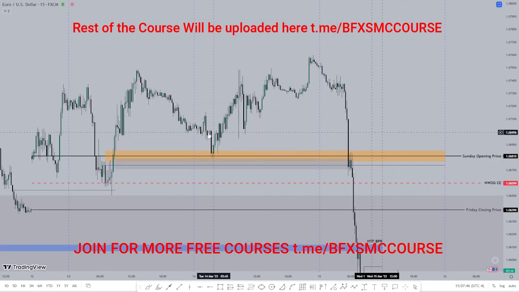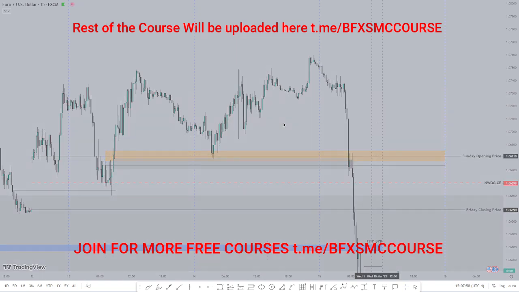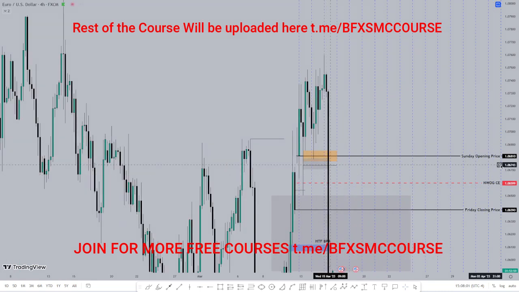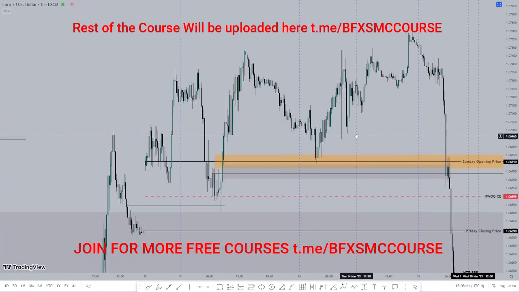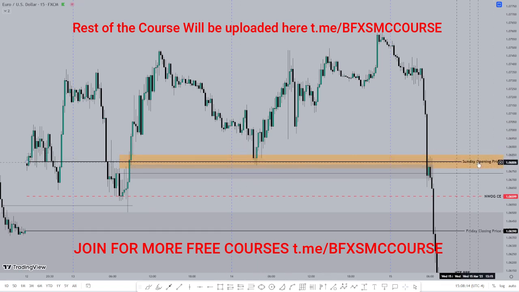So on Tuesday, price retraces, taps into the Sunday opening price, and this is also a BPR. We have this 1-hour BPR right here, which is a buy side imbalance sell side inefficiency, a fair value gap, on the 15-minute chart. As you can see, this is algorithmic, guys. Price hits the Sunday open price and the 4-hour point of interest, makes a shift in market structure, and rallies.